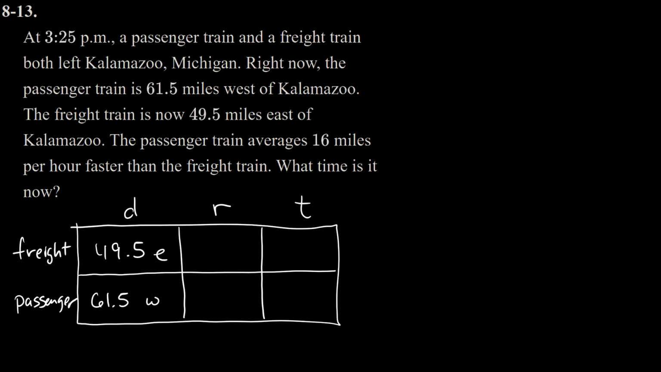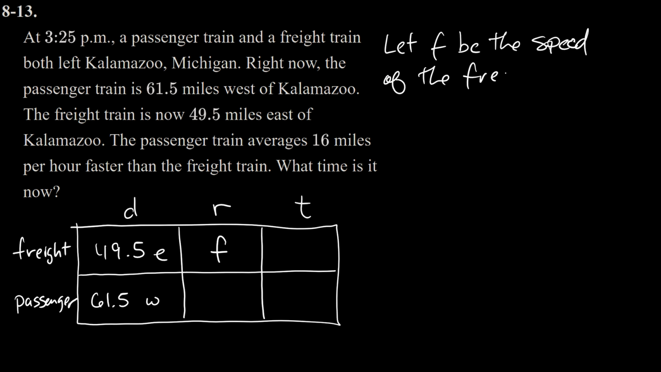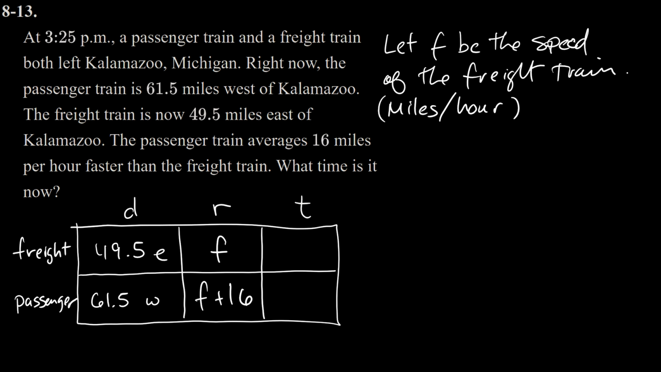So because of that, I'm going to say let F equal the speed of the freight train. I should probably write that let statement. Let F be the speed of the freight train, and that speed is expressed here in miles per hour. So the units are important to me. Now, if F is the speed of the freight train, then F plus 16 is the speed of the passenger train.